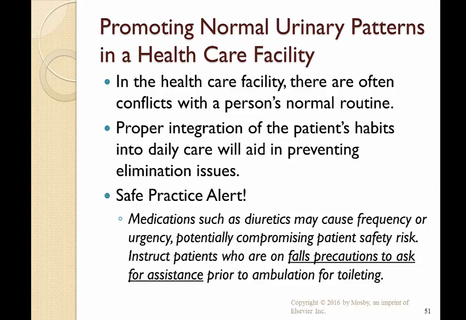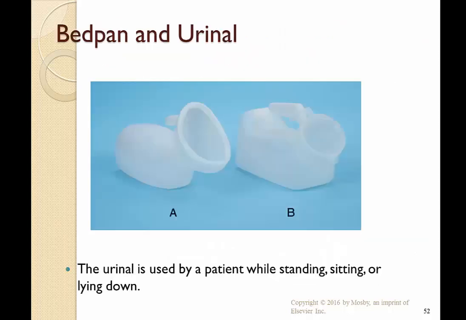We need to be aware that medications such as diuretics can cause frequency or urgency. This can compromise the patient's safety. So we want to be sure that we instruct all patients who are at a fall risk to please call for assistance before ambulating to the toilet and make sure that their call bell is within reach. These are examples of two urinals that can be used by patients. Urinals can be used standing, sitting, or lying down.